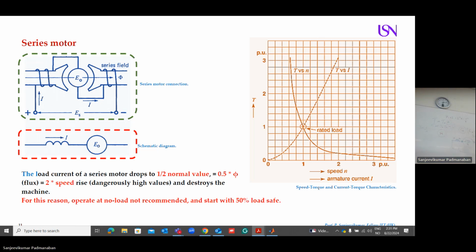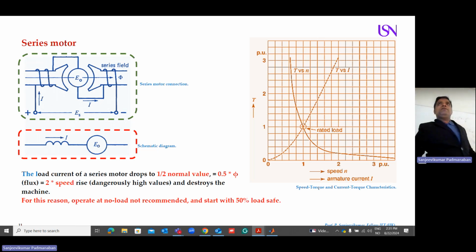It's okay. Any doubt about the characteristics? So you have to look at the previous characteristic and compare with this one.